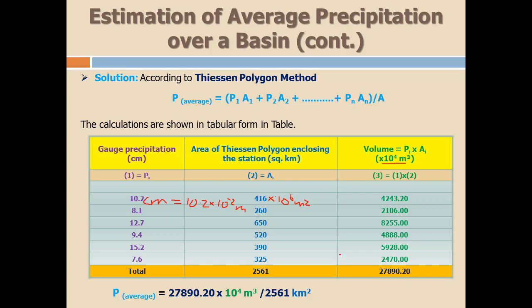Again, these are the summation of the column number second is this one, and the summation of the column number third is this one. This is actually the summation of Pi into Ai, and this is the summation of the area, which is represented by capital A, by this. So just put these values into the formula, you will get the answer like this.